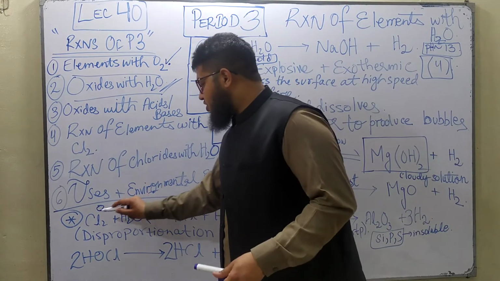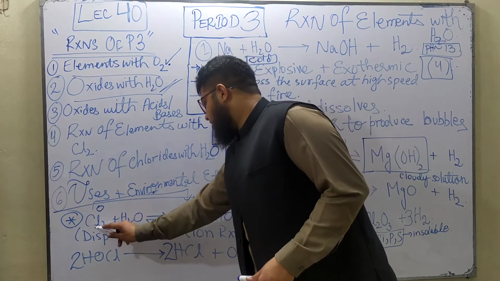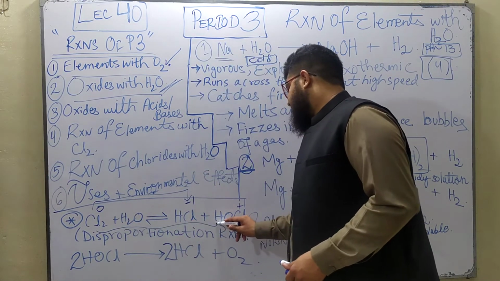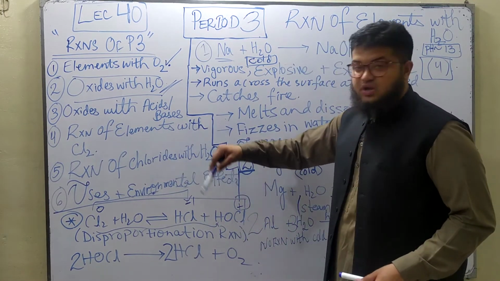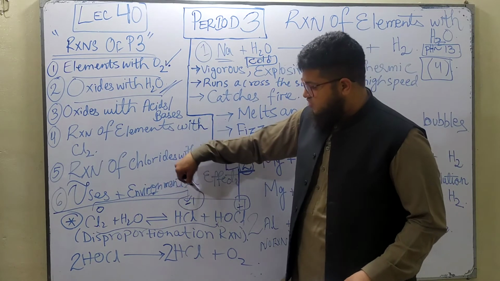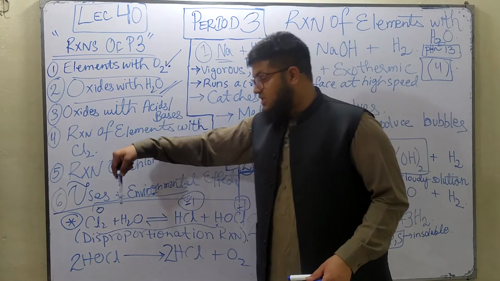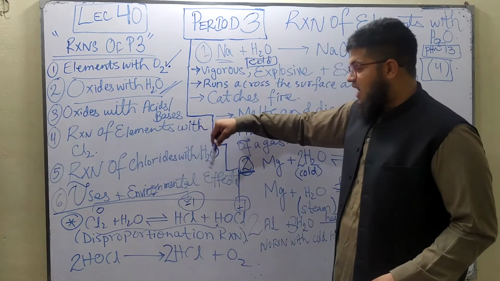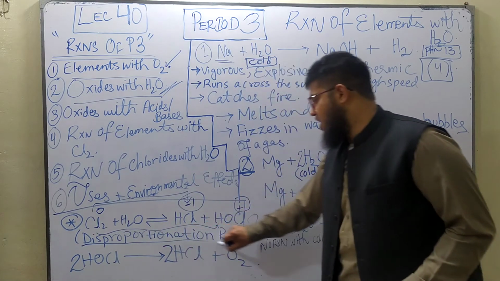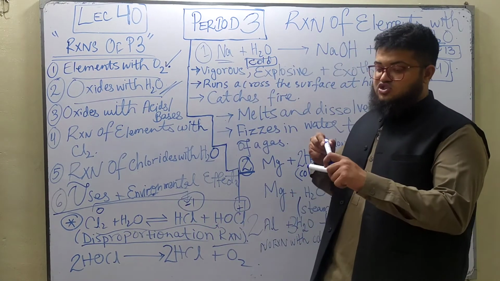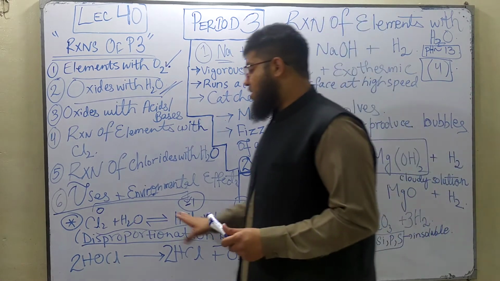Now the same chlorine is being reduced and it is being oxidized, meaning the oxidation number has increased over here, it's +1, so it has oxidized, and it has decreased over here, it's -1, so it has reduced. So in such a reaction in which the same element is being oxidized and reduced at the same time is known as a disproportionation reaction. What is it called? It's called a disproportionation reaction, and this is a very important concept.